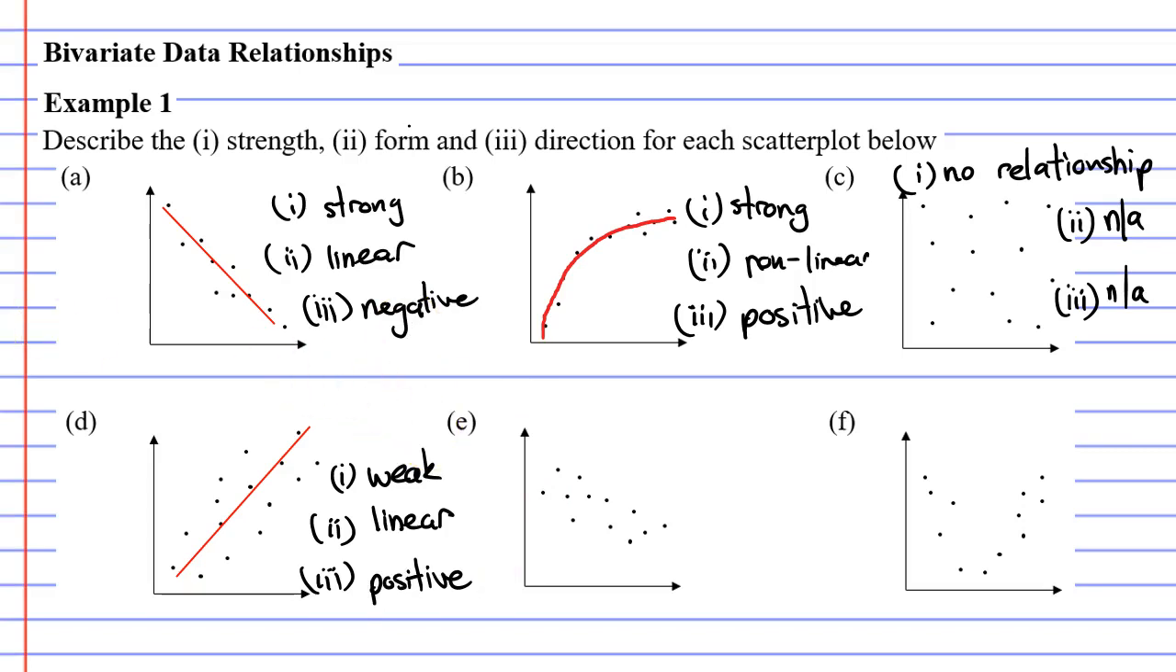Alright, question E now. When I draw my line of best fit, I can see that the points are a little spread out. I wouldn't say it's a weak relationship, and it's definitely not a strong relationship, so we'll go with moderate. And we can see that this is linear once again, it's a straight line. And for the direction, we can see that as we move to the right, it's going down, meaning it's negative.